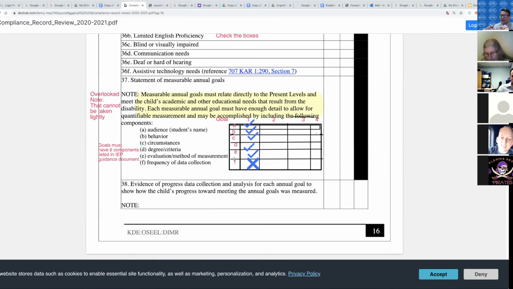What we want in the goal is a very specific tool. So like if you're measuring behavior and you want to know how long a behavior lasts, you use duration recording. If you want to count how many times it occurs, you're going to use a frequency count. Those things need to be embedded in your goals to show how you're progress monitoring that student's behavior, okay?